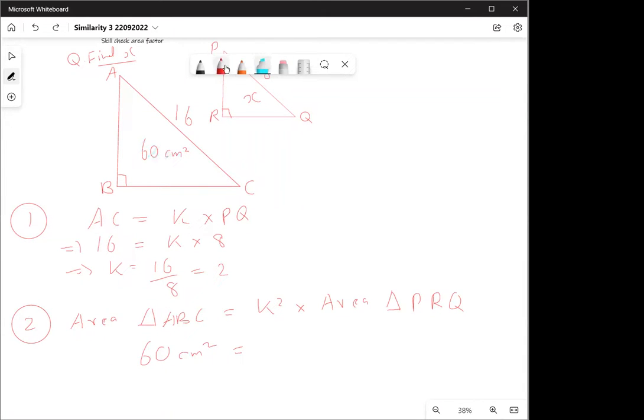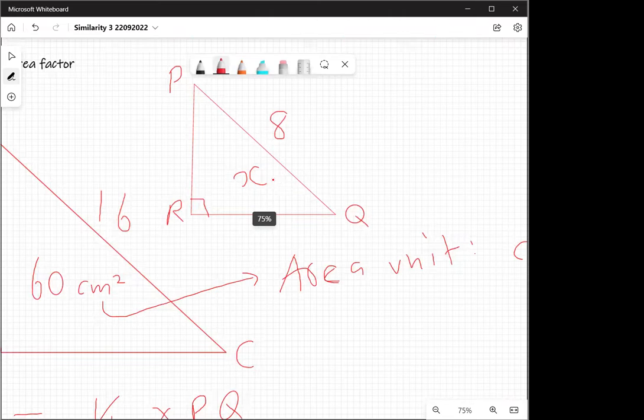The unit of area is always cm square or meter square. So area unit is either cm square or you can have meter square or km square. These are possible. Anything with square on it, that's your area. Now I know K. How much is K, Zara? K is 2. 2 square into area of PRQ. It's X cm square.